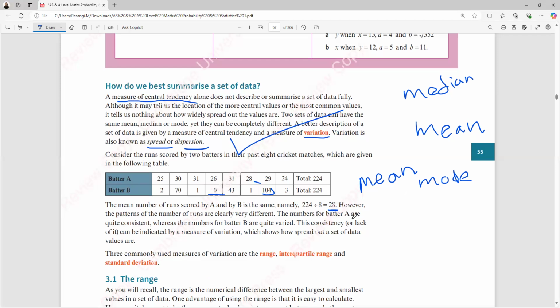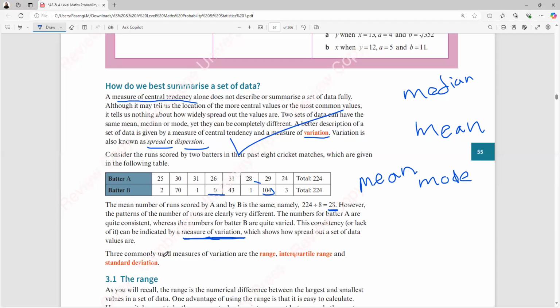So then what will happen? This consistency, or lack of it, can be indicated by a measure of variation. So for these kinds of things, we can interpret them from the measures of variation, which show how spread out a set of data values are.